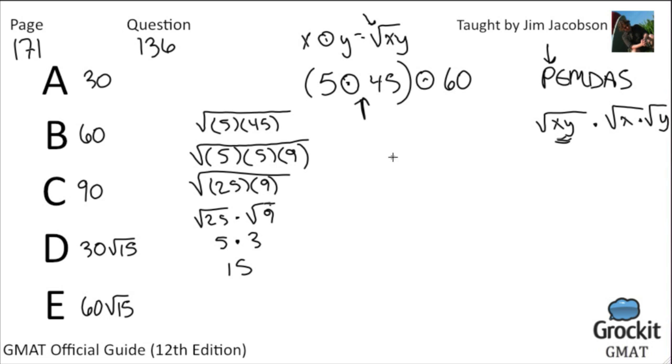We then, of course, have to do it again with 60 this time. So we now have the square root of x, and in this case x is 15. The y value is 60, the value after the symbol. And once again, it helps to break them down into their prime factors so we can look for pairs and look for squares. So 15 is 3 times 5.